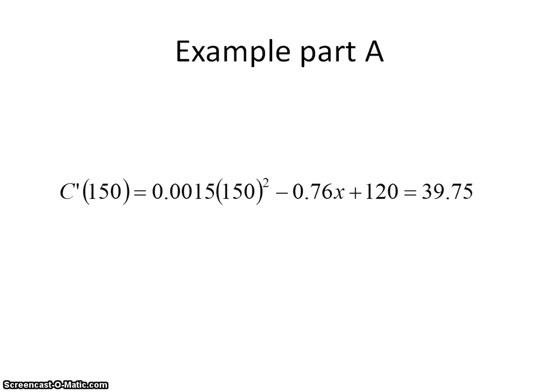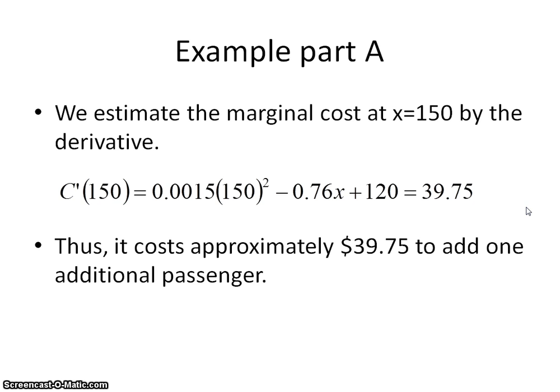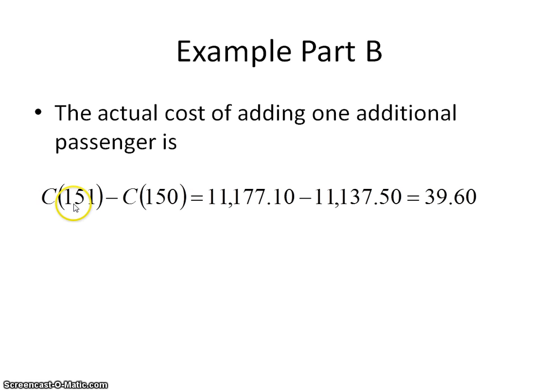So part A, we estimate the marginal cost at x equals 150 by the derivative. So we do the derivative of our equation evaluated at 150, which is 39.75. So it costs approximately $39.75 to add one additional passenger when there's 150 people on the plane. In part B, the actual cost of adding one additional passenger is C of 151 minus C of 150. When you plug 151 into our equation, we get this number. When you plug 150 into the equation, we get this number. So it's actually $39.60. So that's fairly close.